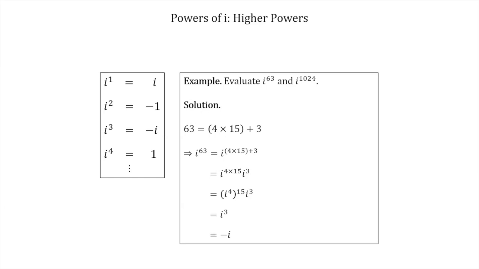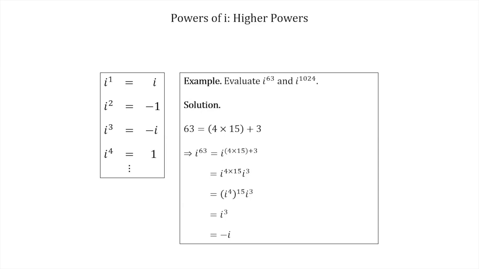And what's key here is to write it as a multiple of 4 plus a remainder. And that's the key number there, 4. Because why did we do that? Well, we found 63 as a multiple of 4 plus some remainder, which will be either 0 if it is a multiple of 4, or 1, 2, or 3. We found 63 is 15 times 4 plus 3.